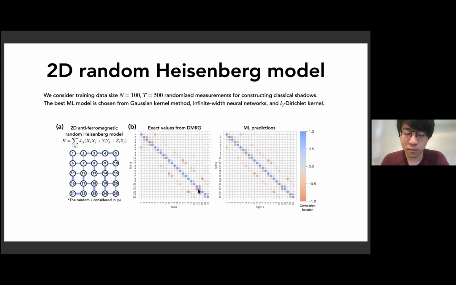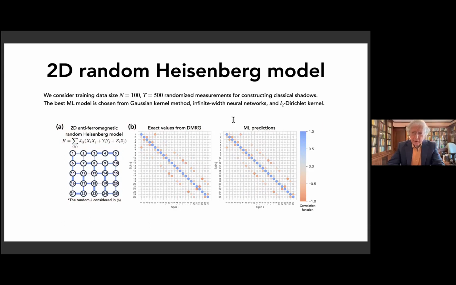Figure B shows the result from exact values computed from DMRG, as well as the ML prediction. Here we are plotting the 2-point correlation function in the ground state. Note that for a two-dimensional system, when one applies DMRG, it scales exponentially in the width of the system. So this is basically an exponential time algorithm. On the other hand, the machine learning model is very efficient. When one goes to a larger system size, even for this 5 by 5 system size, the ML prediction is already much more efficient than the DMRG prediction.